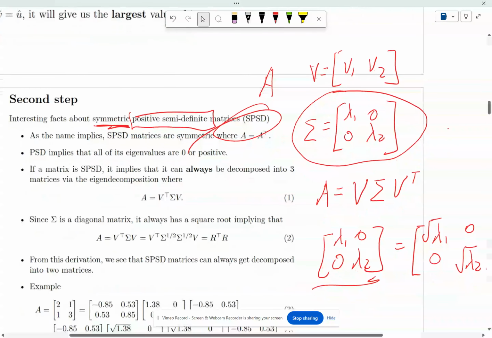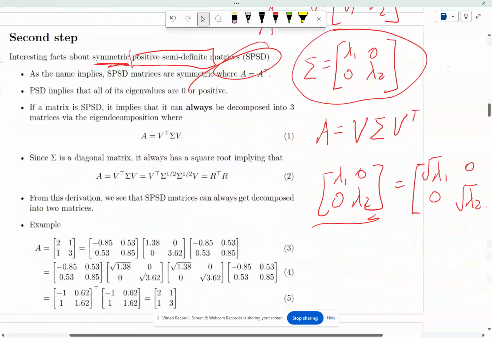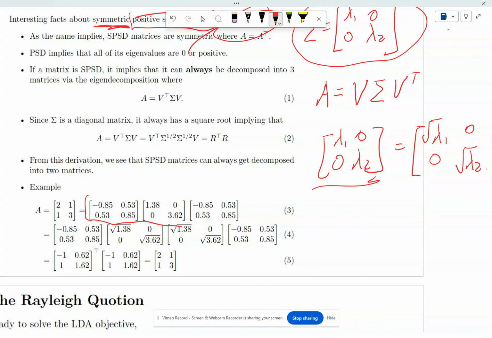So those are the matrices that we very often deal with. Okay, now here's an example. This is a matrix, and if you run eigendecomposition, you will realize you can break it into three matrices, like I showed you here. And guess what? If you multiply all three of them back together, it will reconstruct the original A matrix.